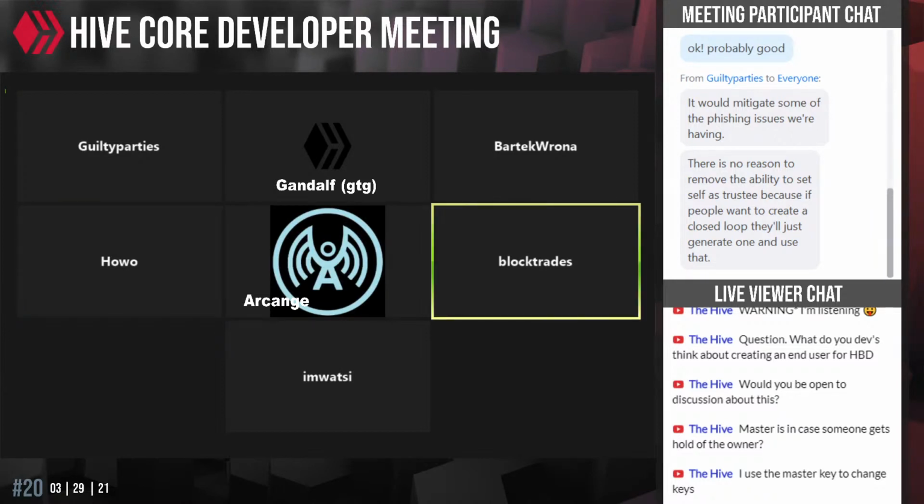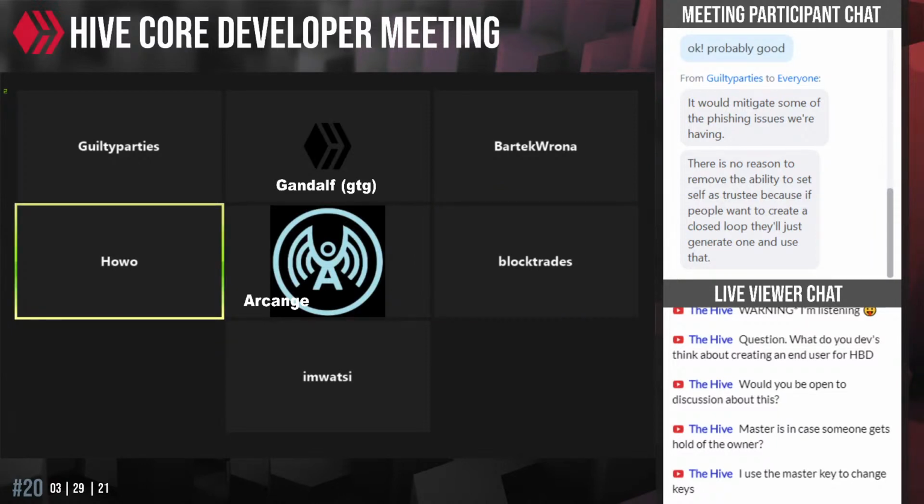Okay. So that's pretty much it for me. I missed a ton of messages from guilty parties, as usual. Sorry. Yeah, definitely. So he basically mentions that removing the master password would be great. And there is no reason to remove the ability to set yourself as a trustee account. Yeah.